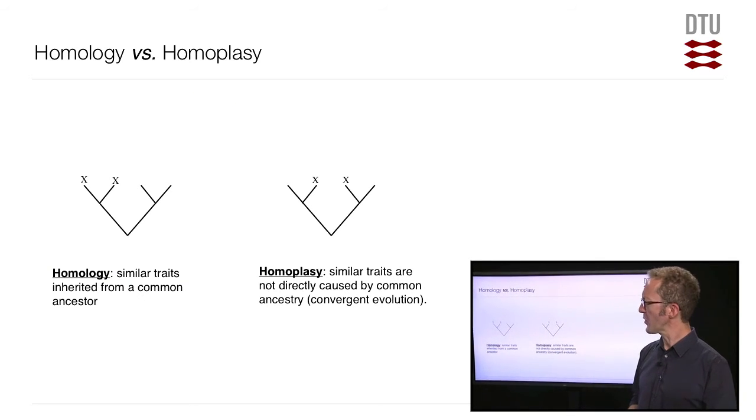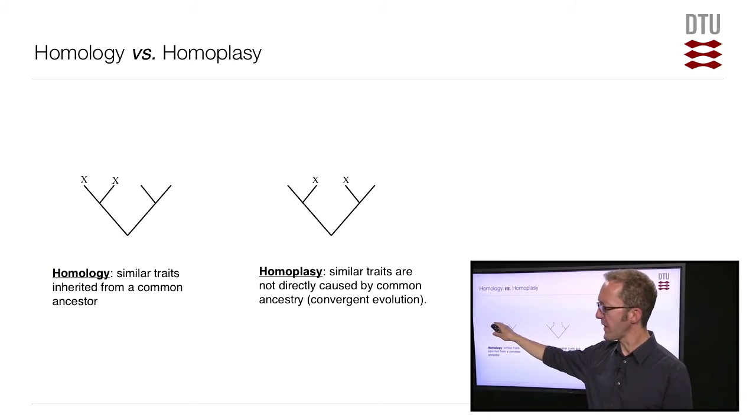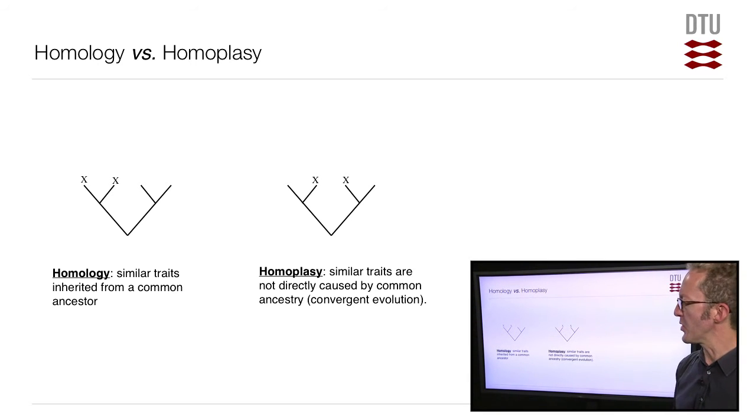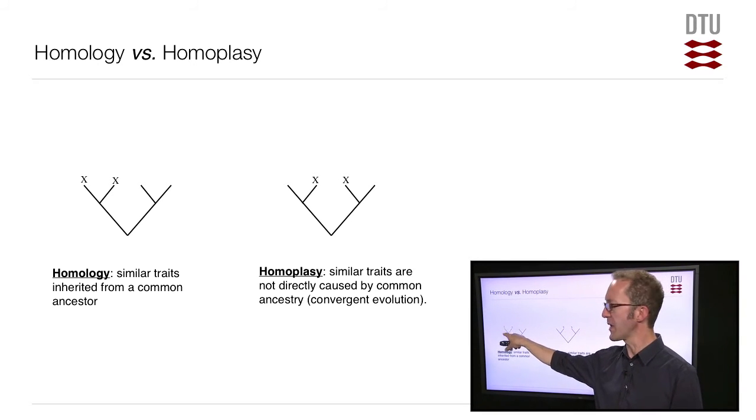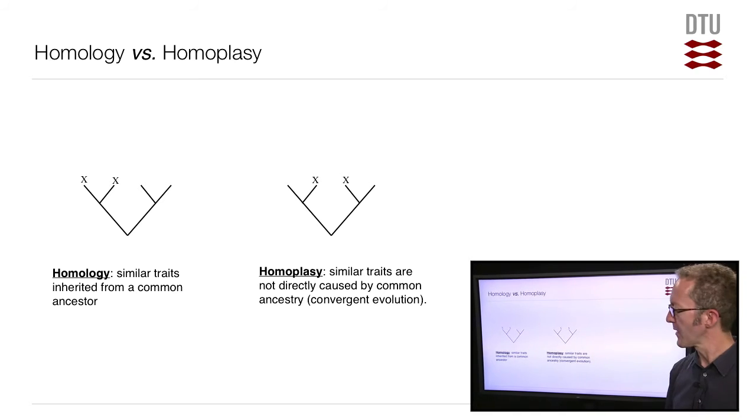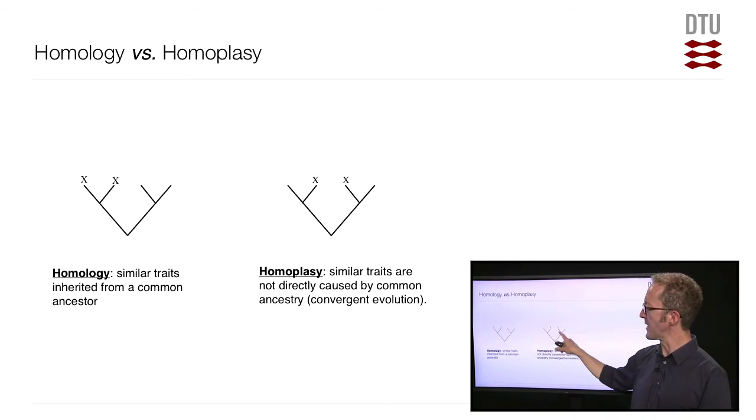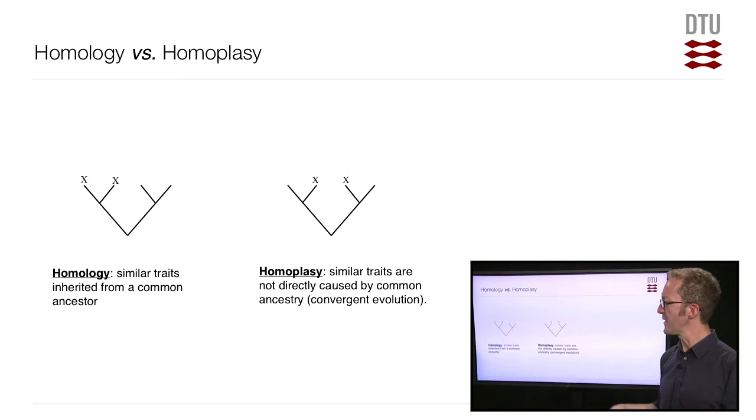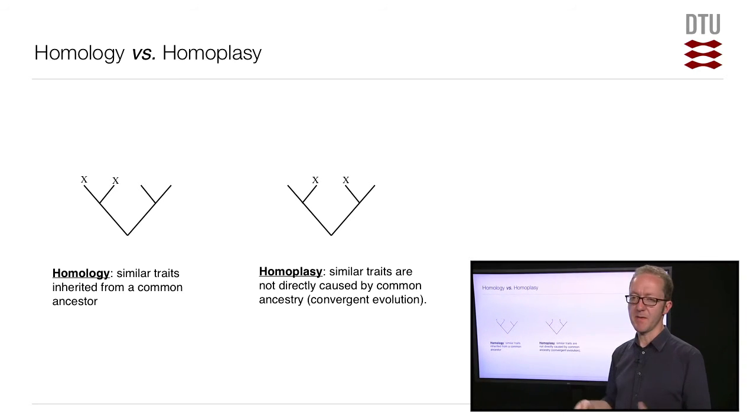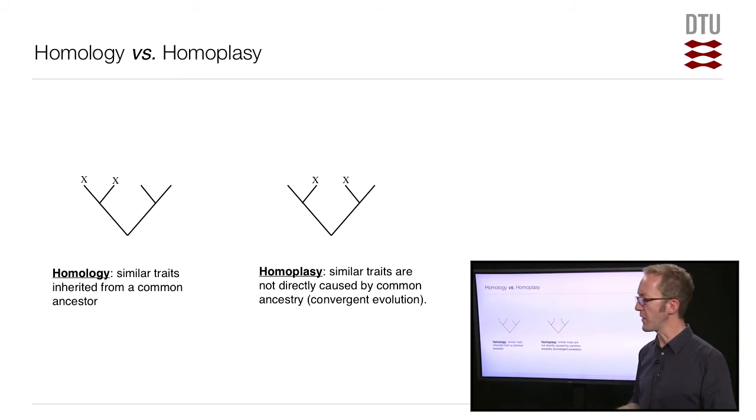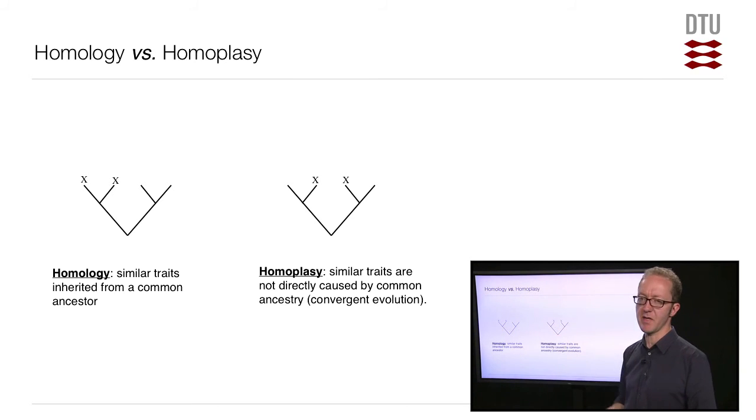It's therefore important that when we compare things, we want to look for homology. Homology meaning similar traits that have been inherited from a common ancestor. We do not want to look for homoplasy, homoplasy being similar traits that have evolved independently, maybe by convergent evolution, that are not caused by these animals having common ancestry.